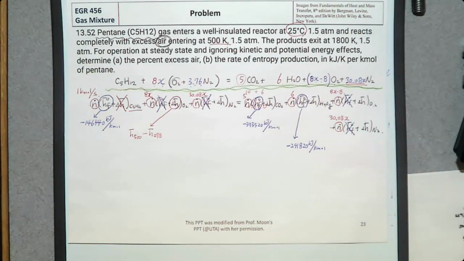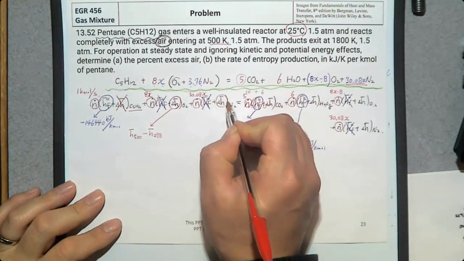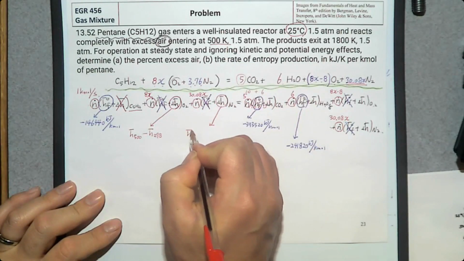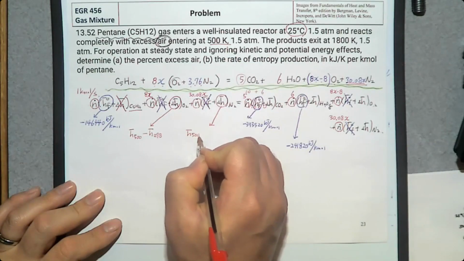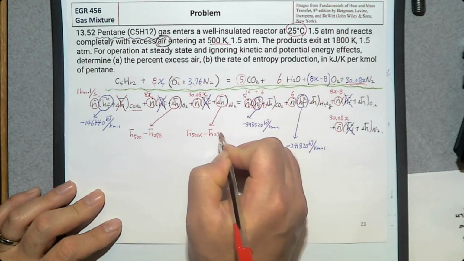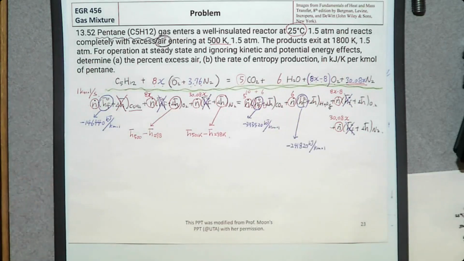What about this nitrogen? Also at 500 Kelvin. So we need to consider delta H bar. This one can be determined by H bar at the given temperature, 500 Kelvin, minus H bar at the standard temperature, 298. And where can we find these values? From table A23.